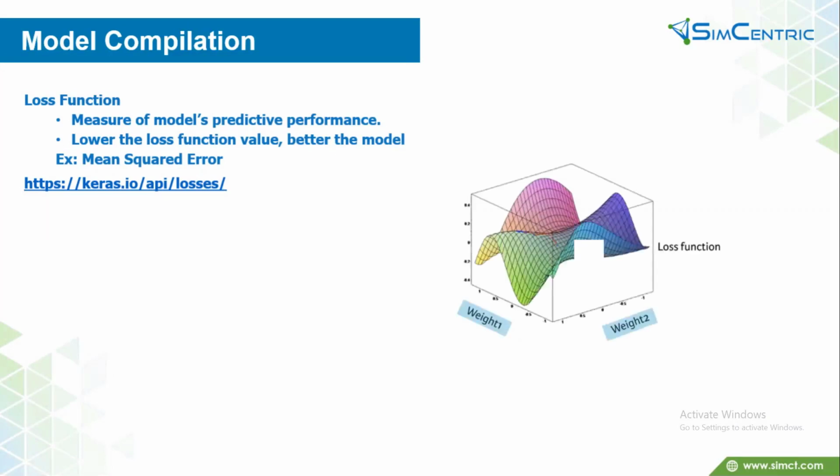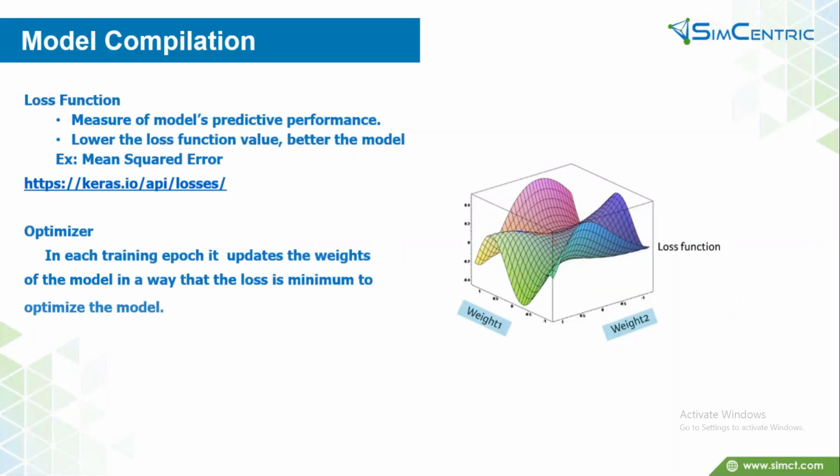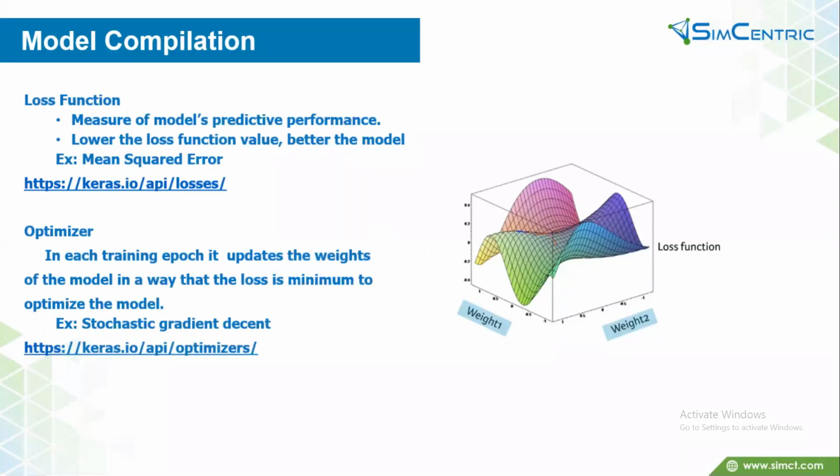Then the next thing we have to define under the model compilation is the optimization function, right? In each training epoch, it updates the weights, right? In which way? It has to update the weights in a way that the loss is minimum, right? As an example, we can take stochastic gradient descent as an optimization function that we can use in the model compilation, right? And also, if you want to refer to other optimization functions, you can visit this Keras API and look for some other optimization functions as well, right? So you can use them accordingly as per the requirements.